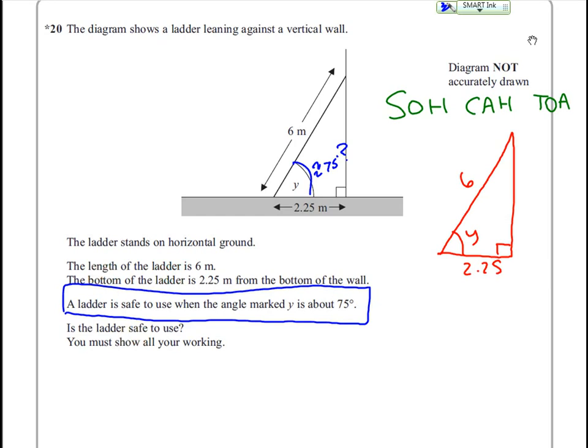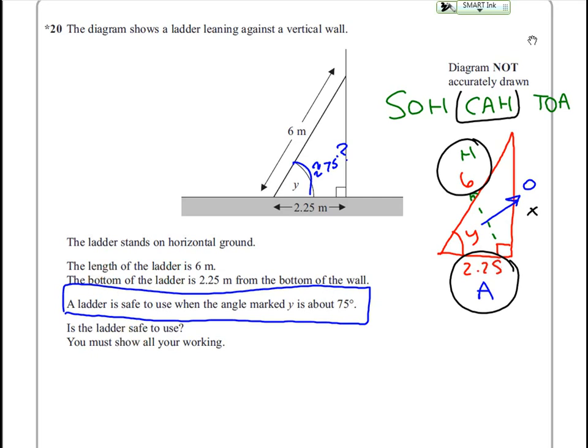So opposite our angle is O. The hypotenuse, the longest one, which is always opposite the right angle, is H, and the one left over, the one next to y, is adjacent to y, is A. Circle the ones you need. We need H because it's 6, we need A. We don't need O because there's nothing there. So that means the one with H and A is CAH.